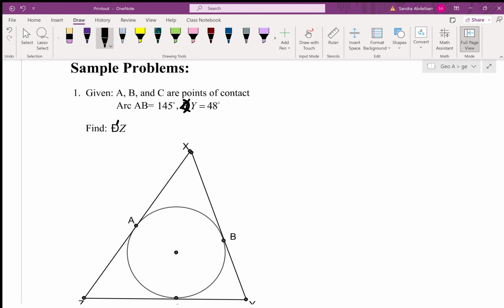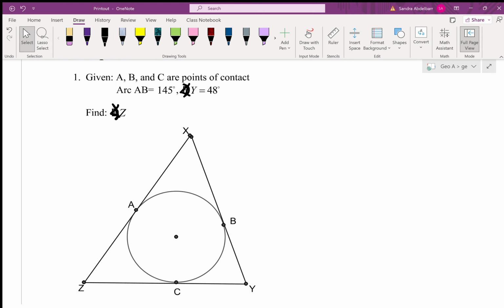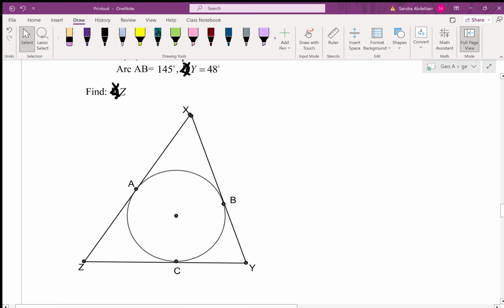And then it says find angle Z. That should also be an angle. Just make sure yours says angle. All right, so arc AB is 145, so I'm going to go ahead and label this. This is 145. And angle Y is 48, so I'm going to go to angle Y and label that 48. Now we want to find angle Z.